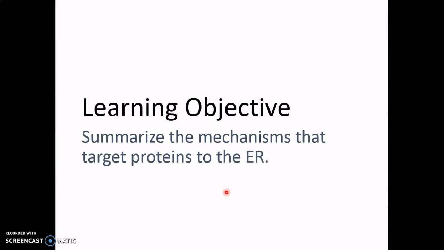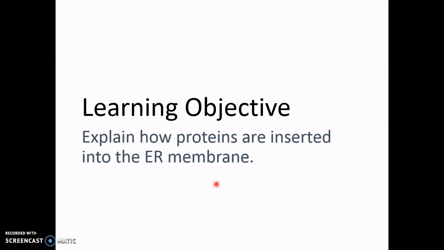So now that we've talked about how we target proteins to the ER, let's take this a step further and explain how we can manipulate this process to actually insert proteins into the ER membrane. And I want you to remember here that any protein that is in any membrane originated through this process. So it came from the ER originally.